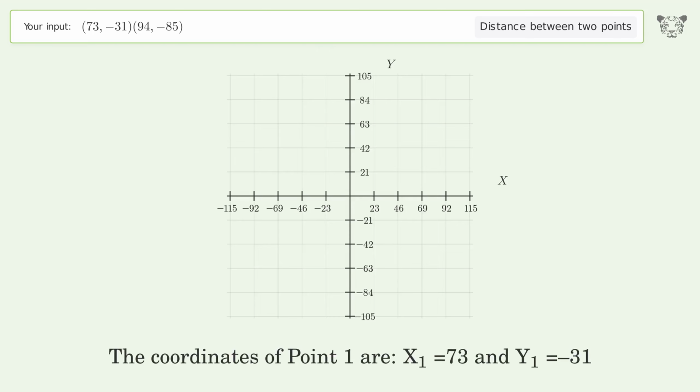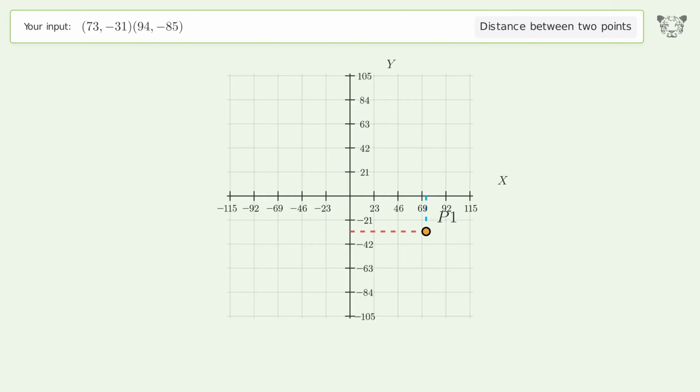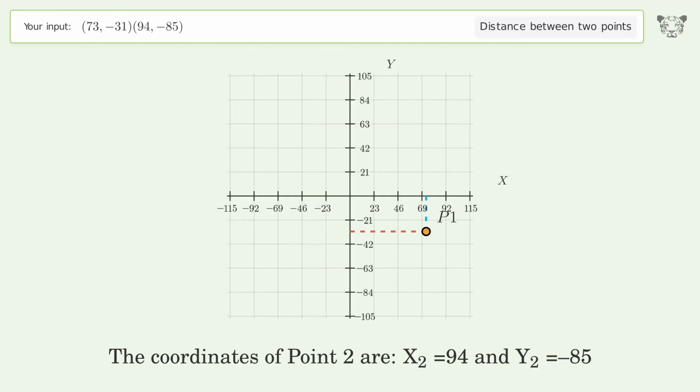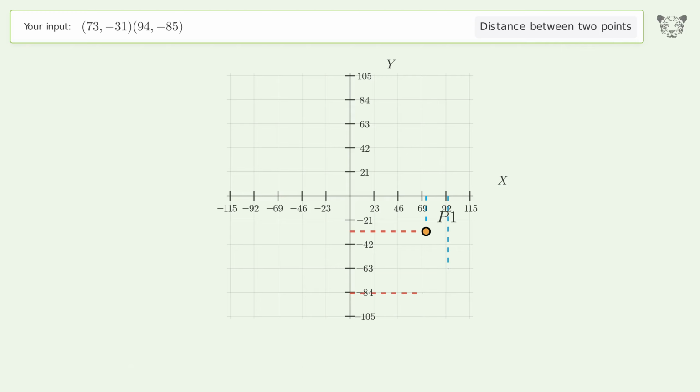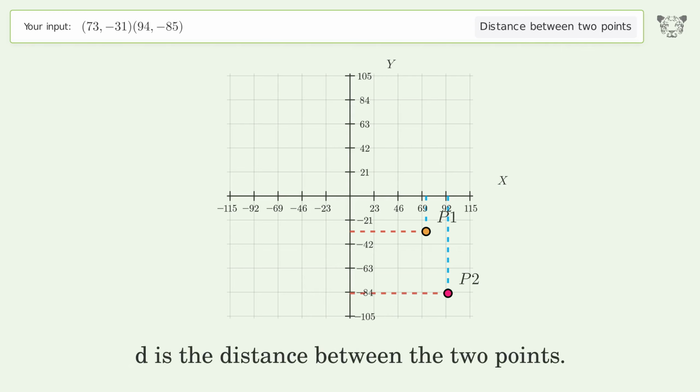The coordinates of point 1 are x1 equals 73 and y1 equals negative 31. The coordinates of point 2 are x2 equals 94 and y2 equals negative 85. D is the distance between the 2 points.